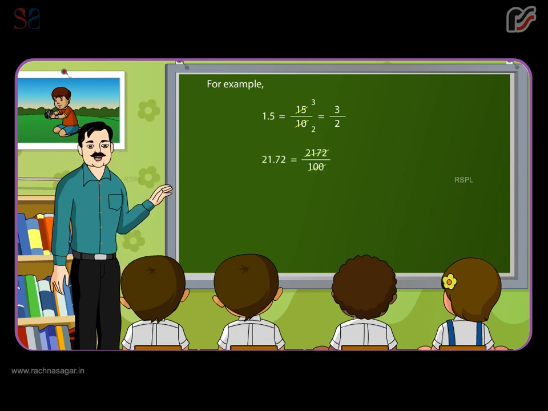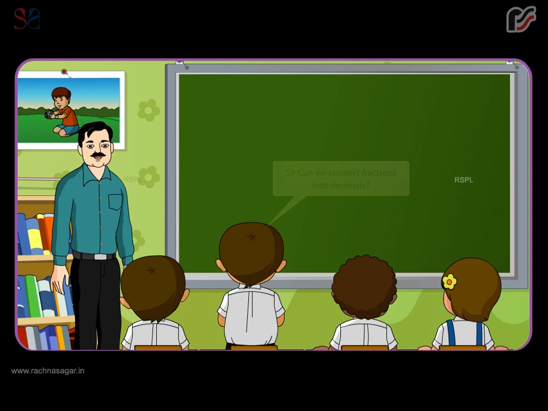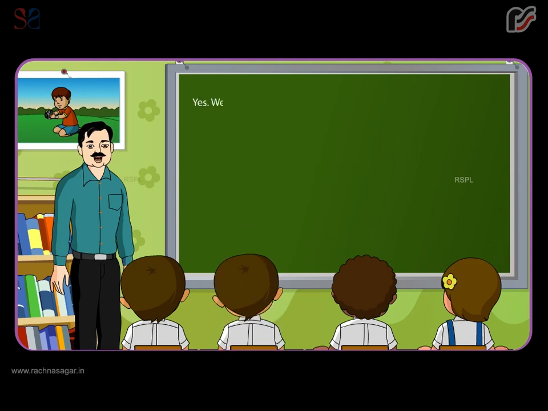21.72 is equal to 2172 by 100 is equal to 1086 by 50 is equal to 543 by 25. Sir, can we convert fractions into decimals? Yes, we can convert fractions into decimals by using following rules.